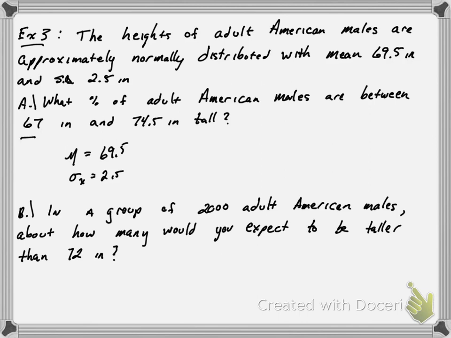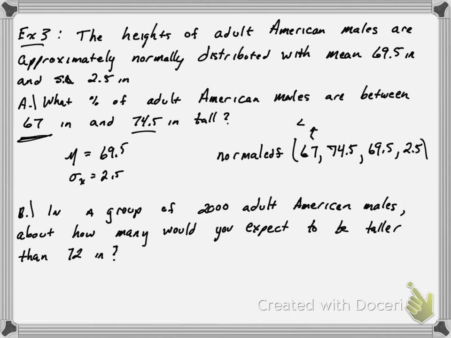So this is the key here. Now you could draw a picture and a normal curve and everything else like that. It's not worth the effort because you have this thing called normal CDF. For a normal model, you're always going to use normal CDF. Your lower bound, where does it start? 67. So that's going to be your lower. Your upper is going to be 74.5. My mean, which they told me, is 69.5. My standard deviation is 2.5. You'll see that in your menus when you go to put it in.